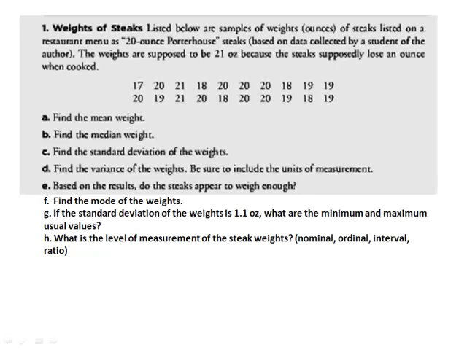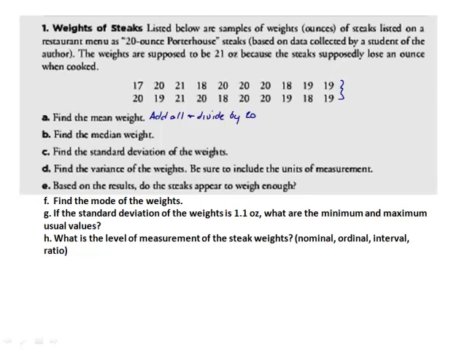Okay, here's some different questions from Chapter 3. We have a set of data of weights of steaks, and these are supposed to be 20-ounce porterhouse steaks, as it's listed on the menu. The weights are supposed to be 21 ounces because the steaks supposedly lose an ounce when they're cooked. So first we want to find the mean weight of all these steaks.